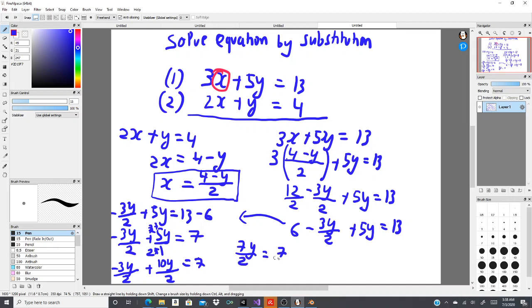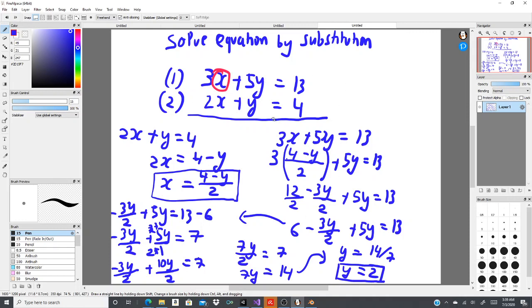Then to get to y, we multiply both sides by 2, and then we get 7y equals 14. Then we divide both sides by 7, so that'll be y equals 14 divided by 7, which will be 2. So our final answer is y equals 2.